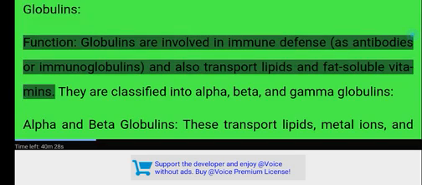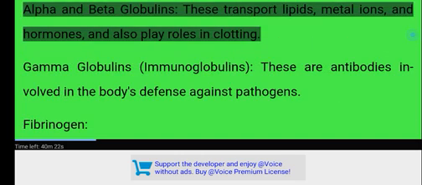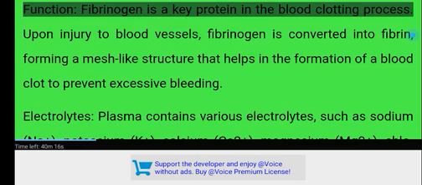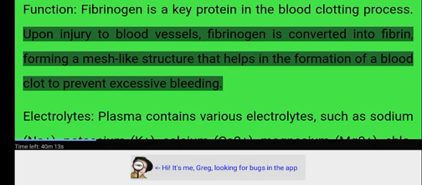Globulins. Function. Globulins are involved in immune defense as antibodies or immunoglobulins and also transport lipids and fat-soluble vitamins. They are classified into alpha, beta, and gamma globulins. Alpha and beta globulins transport lipids, metal ions, and hormones, and also play roles in clotting. Gamma globulins, immunoglobulins, are antibodies involved in the body's defense against pathogens. Fibrinogen. Function. Fibrinogen is a key protein in the blood clotting process. Upon injury to blood vessels, fibrinogen is converted into fibrin, forming a mesh-like structure that helps in the formation of a blood clot to prevent excessive bleeding.